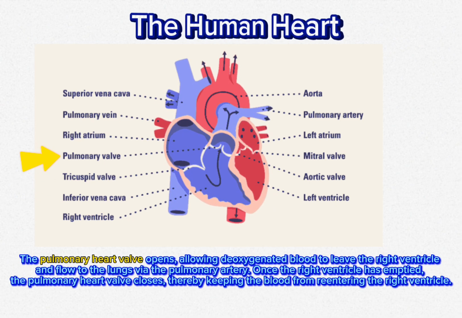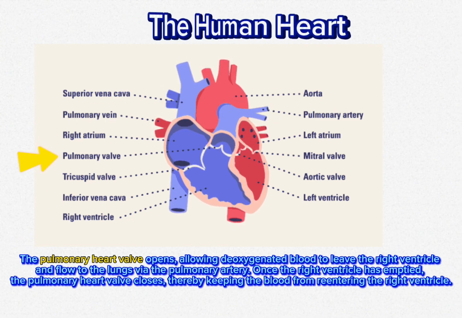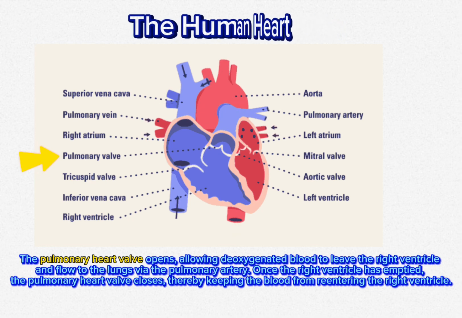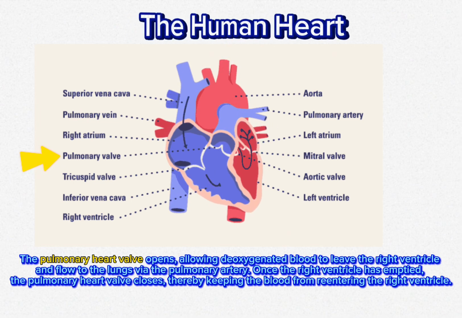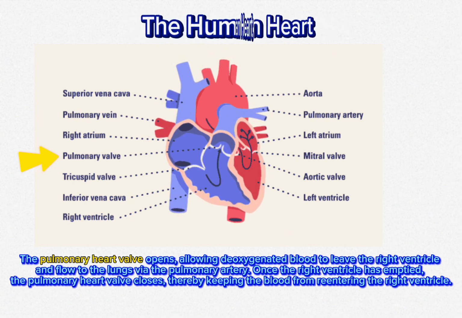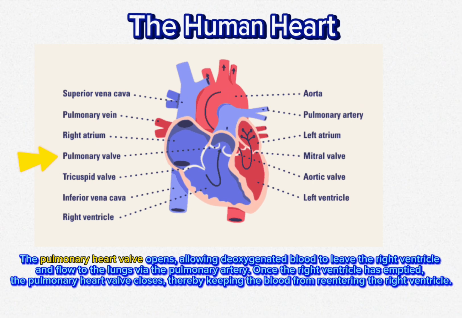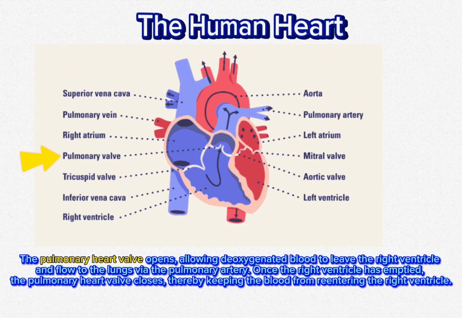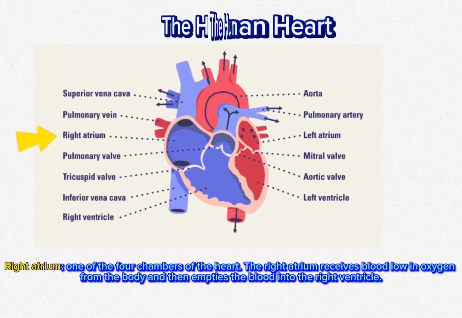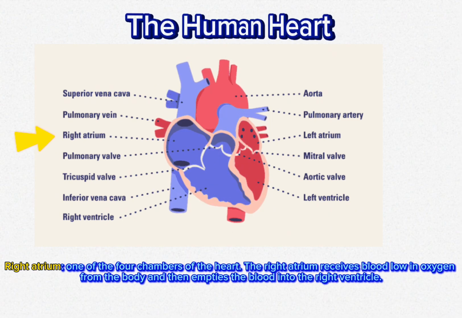The pulmonary heart valve opens, allowing deoxygenated blood to leave the right ventricle and flow to the lungs via the pulmonary artery. Once the right ventricle has emptied, the pulmonary heart valve closes, thereby keeping the blood from re-entering the right ventricle. Right atrium, one of the four chambers of the heart.